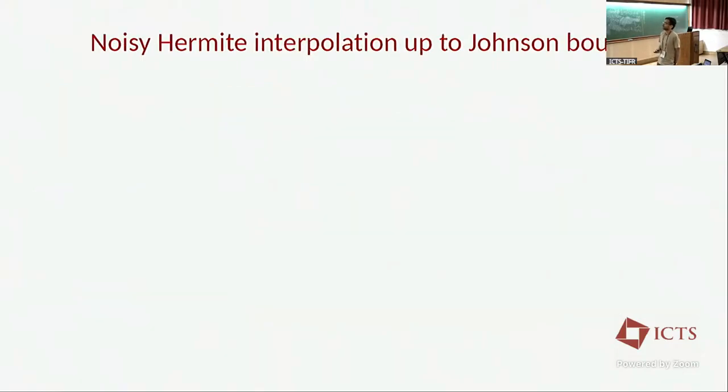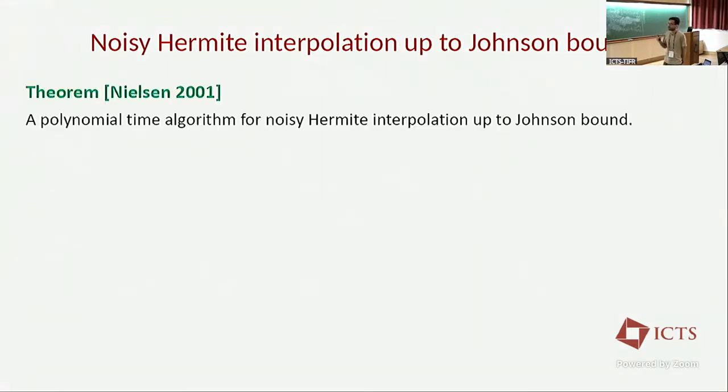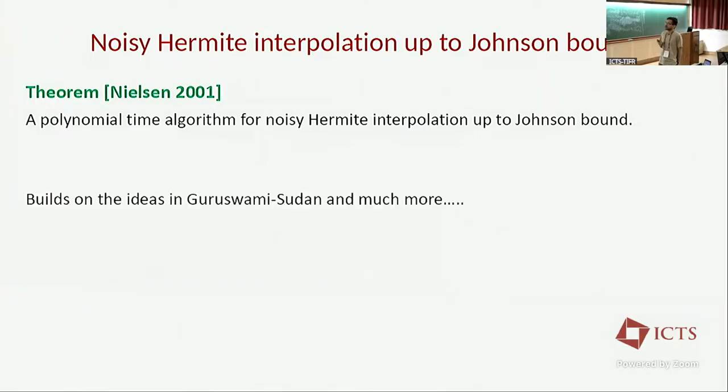All right. So now let's switch back and talk about Hermite interpolation, noisy Hermite interpolation up to the Johnson bound. So in 2001, Nielsen showed that for arbitrary S, we can do noisy Hermite interpolation up to the Johnson bound in polynomial time. This builds upon the ideas that were there in Guruswami Sudan's algorithm and a few more ideas on top of it. However, unlike the work of Aleknovich, which gave a nearly linear time analog in the S equals 1 setting, we didn't have near linear time implementations of Nielsen's algorithm for a while.